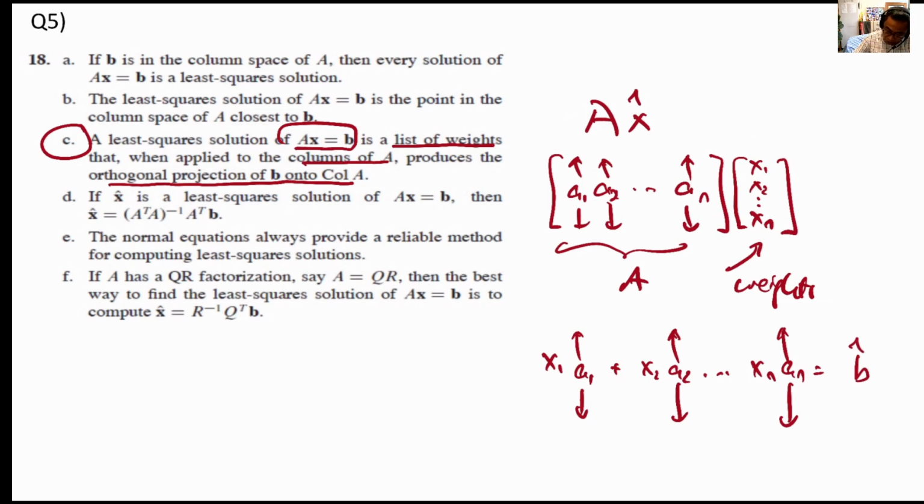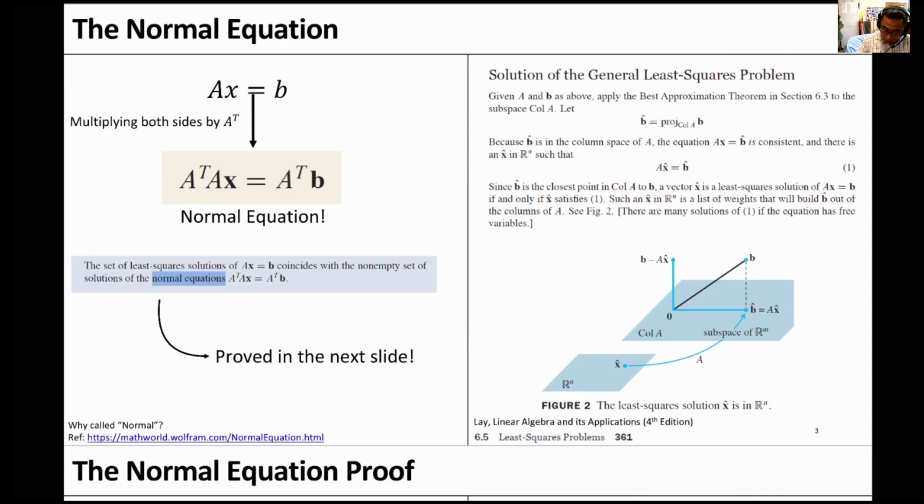Why is this equal to the orthogonal projection of B onto A? Please refer to section 7.1.3, page number 3. We'll now go to this slide. Read these slides carefully. The theory states that when we solve the normal equations, we get the least squares solution, and the least squares solution is the same solution as the best approximation theorem, which is basically projecting B into the column space of A.